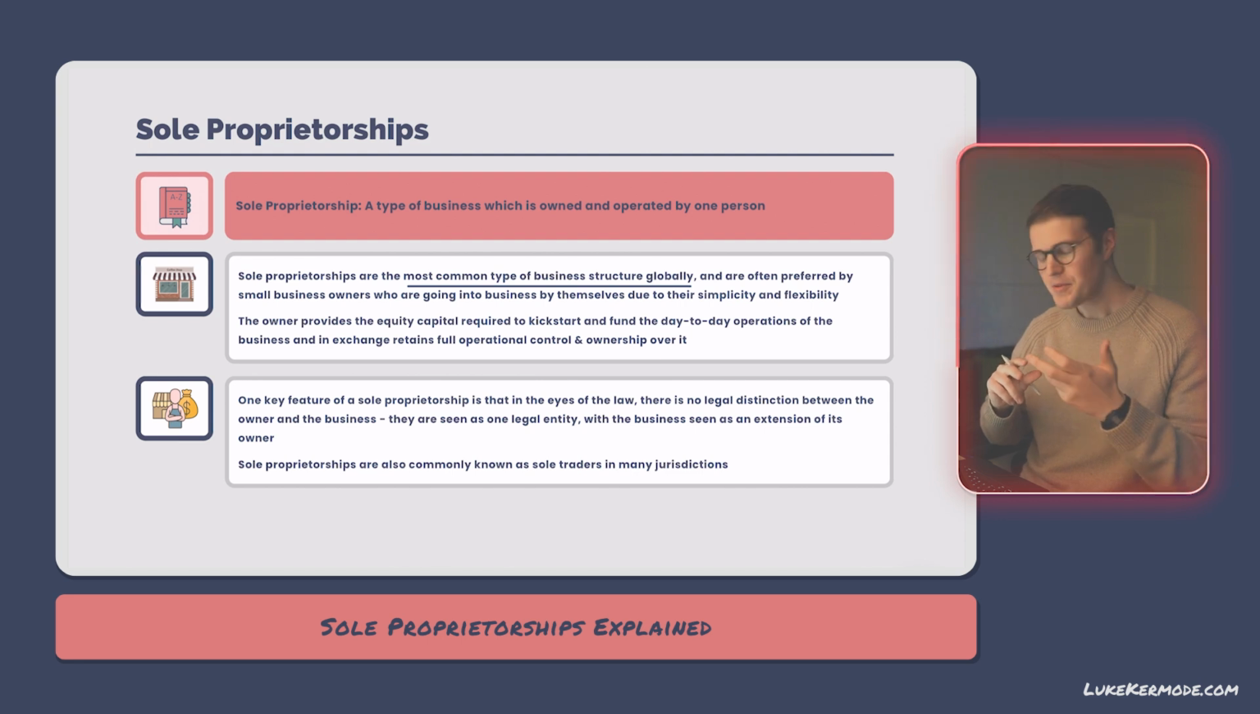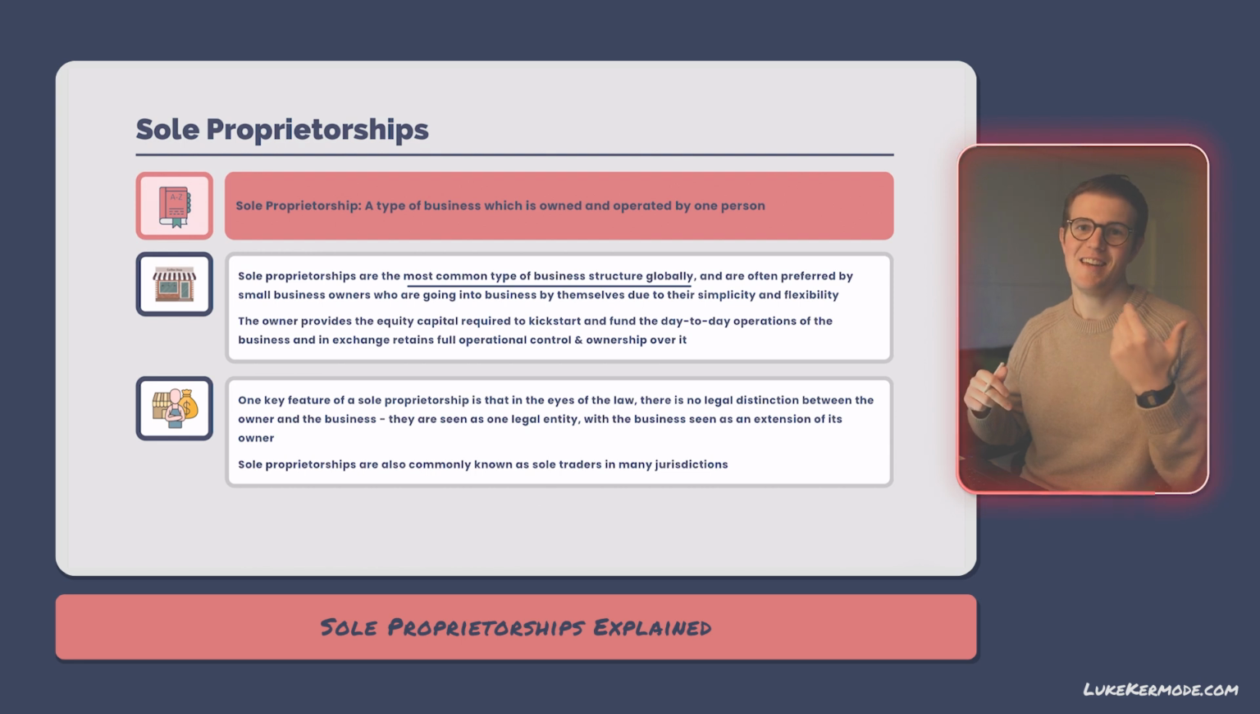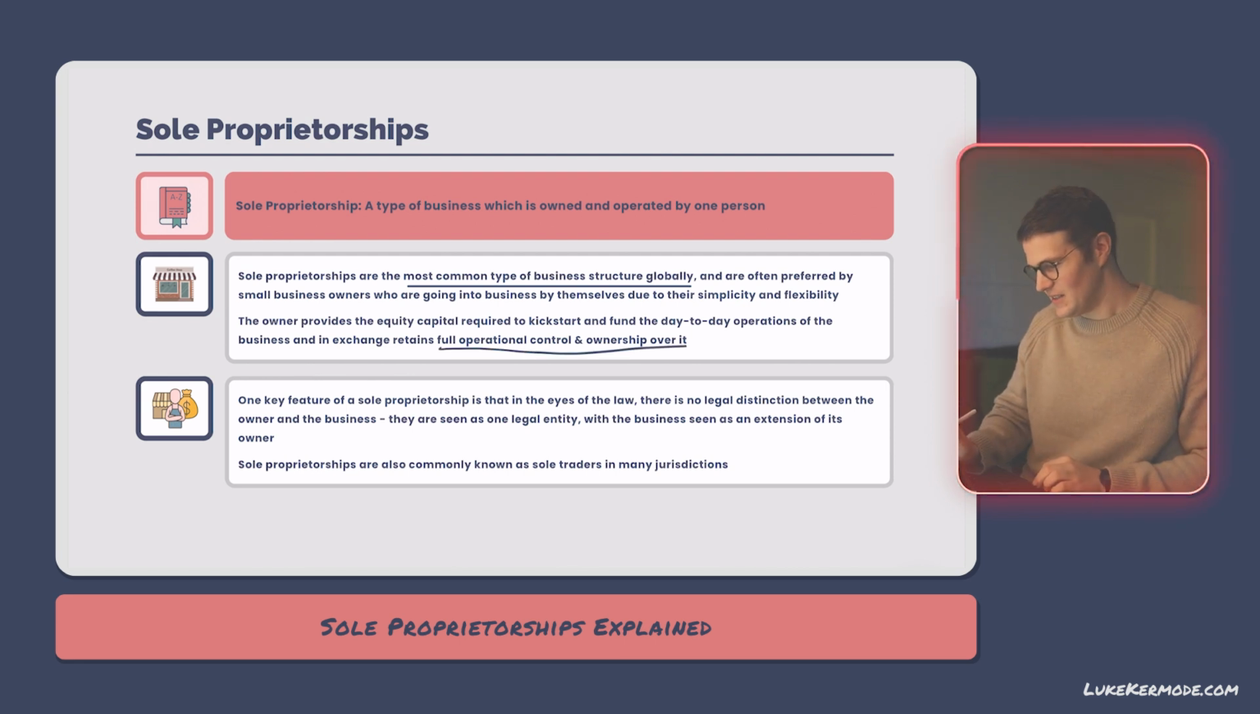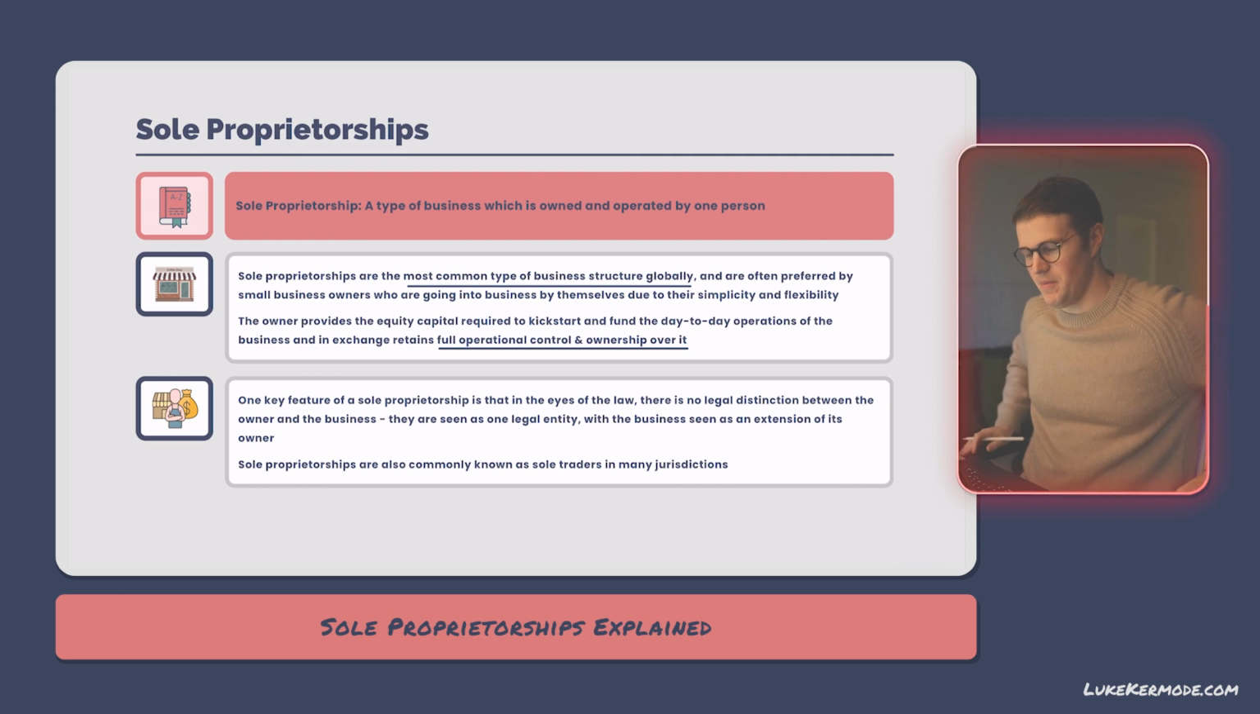The owner provides the equity capital to get started with the business and to fund the day-to-day operations. And in exchange, the owner retains full operational control and ownership over the business. So the sole entrepreneur provides the capital that the business needs to get started and invest in assets, and they retain full control of any decisions the business makes. Like I said, they're the sole owner of the business, so they retain full operational control and ownership over the business.